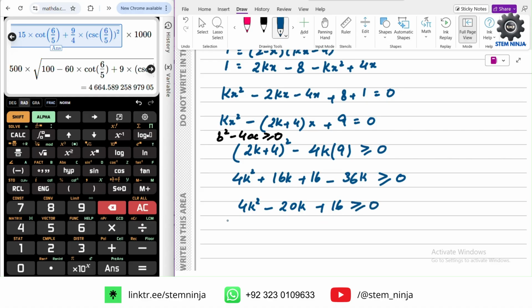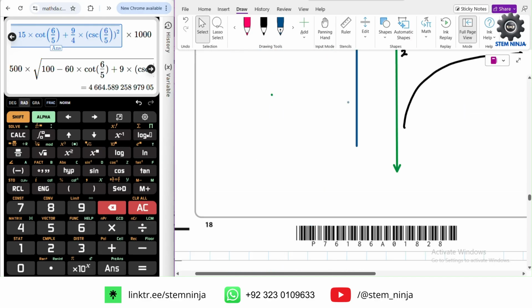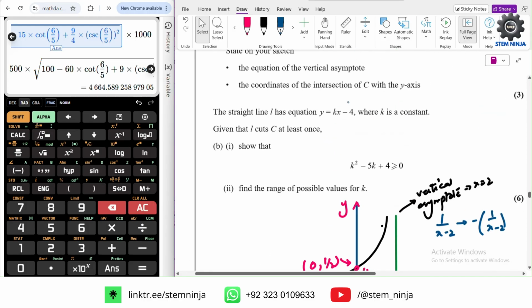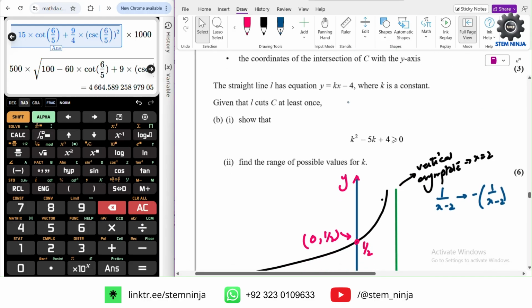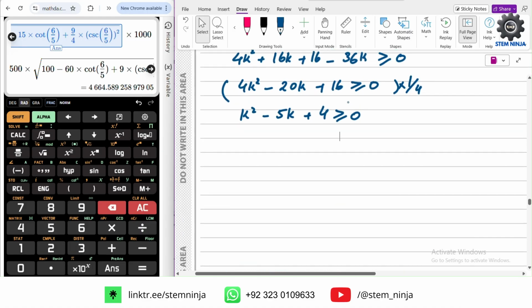Greater than 0, we divide by 4 on both sides. We get k squared minus 5k plus 4 greater than or equal to 0. Just to make sure that this is the correct form: minus 5k plus 4. Right. Okay. Find the possible range of values of k. So I don't think we have to do anything over here.